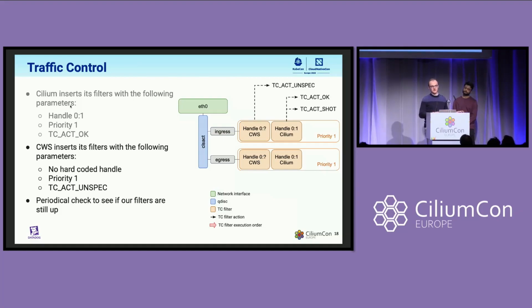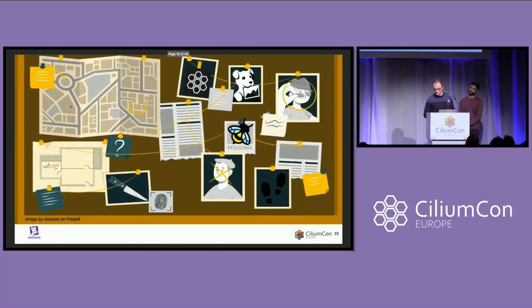We also added a periodical check to make sure that our filters were still loaded. Again, we knew that other people might be using TC, so once we say that we instrument a network interface, we had to make sure we are still there after a certain period of time. And that's pretty much it. On paper, everything should work fine. Except that it wasn't.